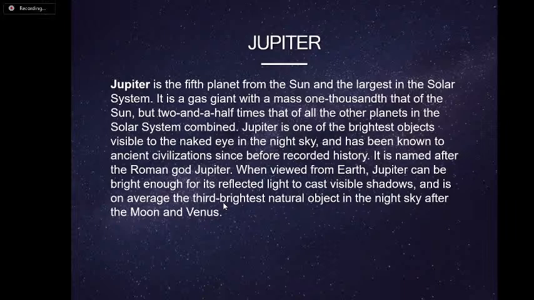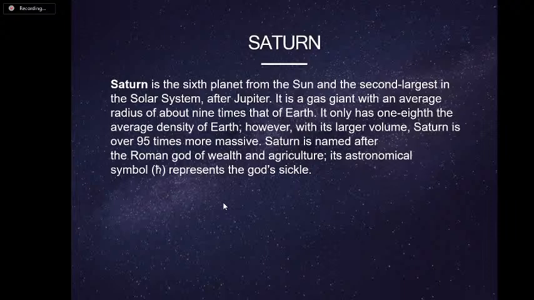Saturn is the sixth planet from the Sun and the second largest in the solar system, after Jupiter. It is a gas giant with an average radius of about 9 times that of Earth. It only has one-eighth the average density of Earth. However, with its larger volume, Saturn is over 95 times more massive. Saturn is named after the Roman god of wealth and agriculture. Its astronomical symbol represents the god's sickle.